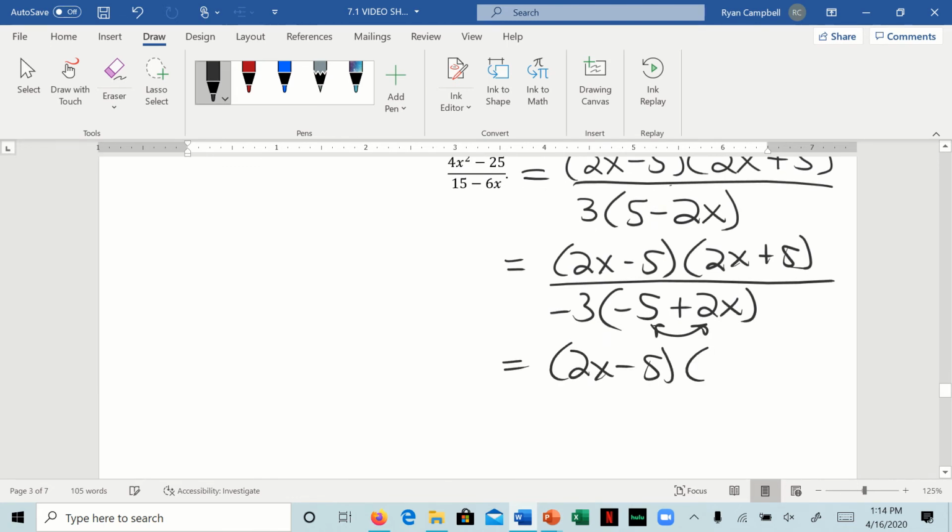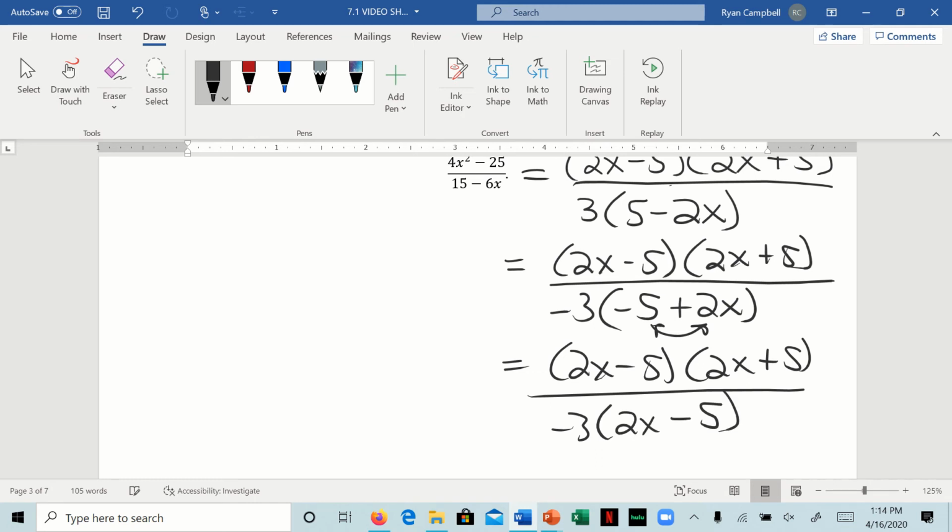2x minus 5, 2x plus 5, negative 3. So the positive 2 and negative 5. Yeah, you can't just switch it like this, right? Negative 2x is not the same as 2x minus 5, right? In this case, 2x is negative. In this case, 5 is negative. Those are two different things, right? That's like saying 1 is the same as negative 1, and obviously it's not.